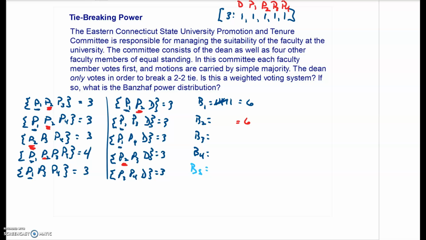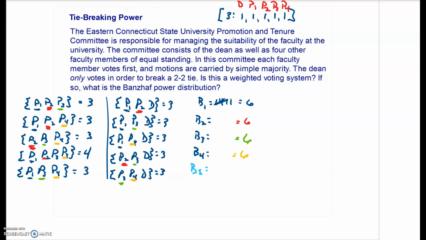Let's look at player 3. Critical once, twice, 3 times, 4 times, 5 times, 6 times. So player 3 is critical 6 times. I think I'm seeing a pattern. Let's look at player 4. Critical here, not critical, critical here, so 3 times total. Critical here, critical here. So how many times is player 4 critical? Well, we have player 4 critical 6 times.